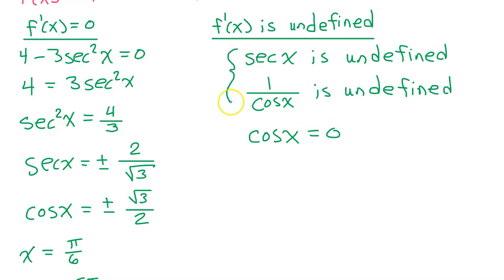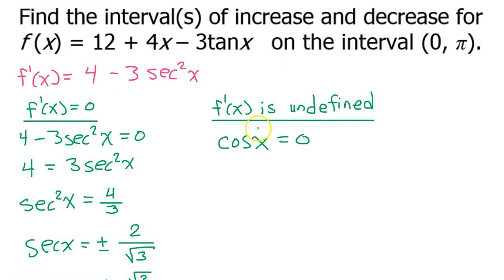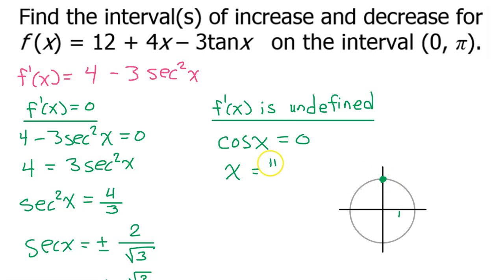So really all of this we do in our heads. This is the part we actually write down. Where is f prime undefined? Wherever cosine x is equal to 0. Cosine is the x value on the unit circle, and x values are equal to 0 here and here. Since the domain is limited to the interval from 0 to pi, we will disregard that second one. So the other critical value is x equals pi over 2.